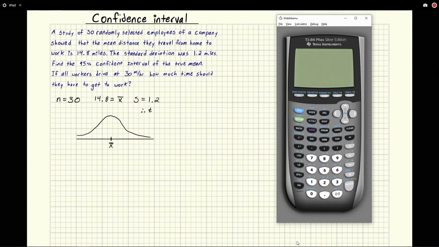Or if they live right next door and their drive is a mile, that's going to be way down here, 1 mile. They're going to be super far away from the mean that's 14.8 miles. So it's going to be very unlikely. So we're assuming that our data works according to this thing.